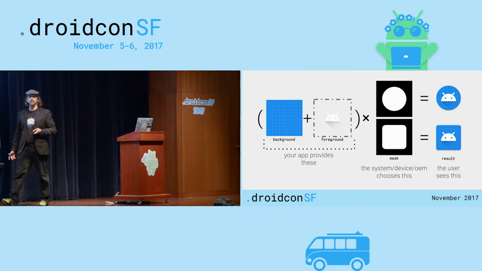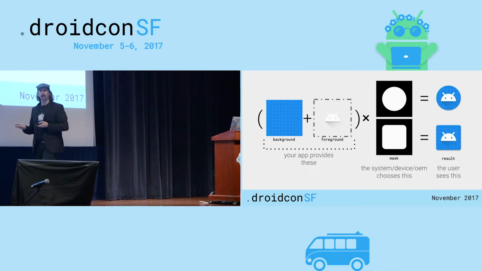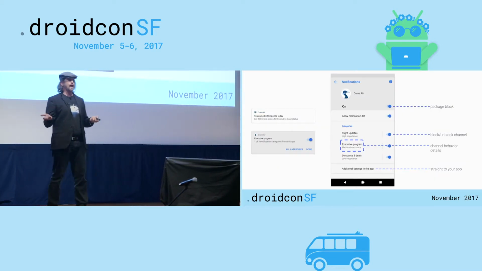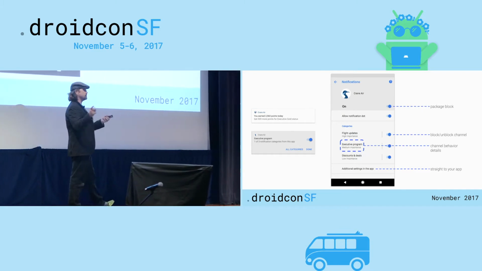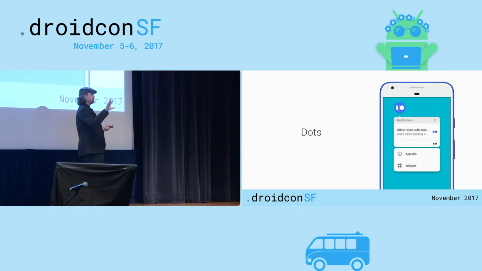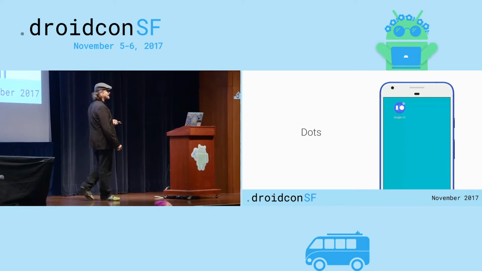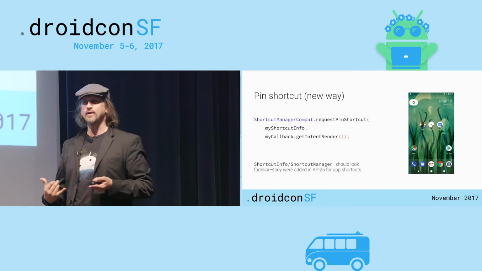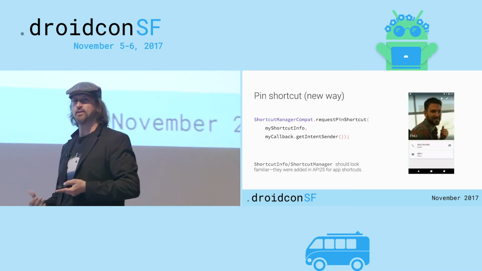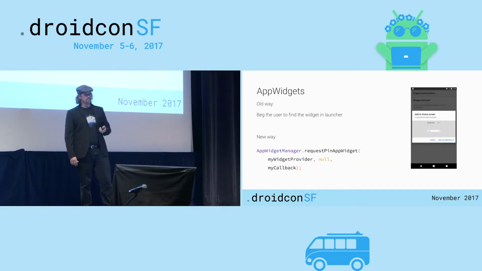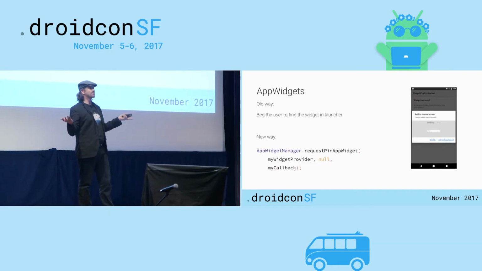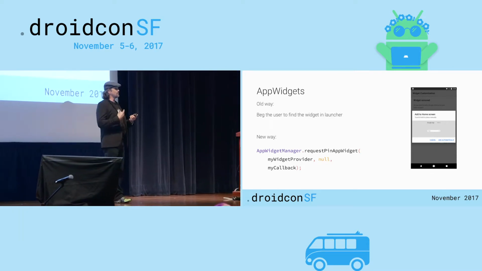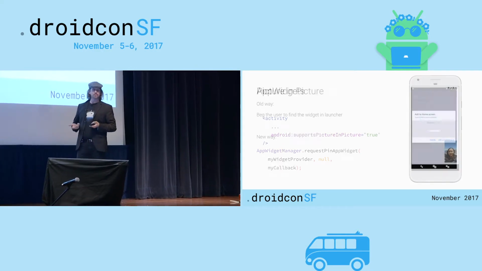here are things you should remember about Oreo. Reasons why you should do it: you have more control over the way your icons look in OEM launchers. We have notification channels or categories, depending on whether you're looking in the API or in the user interface. We have notification dots or badges, depending on whether you're looking in the API or in the user interface. We can pin shortcuts, which is pretty cool. You can actually have your app request to pin shortcuts. And my favorite thing that we've needed for so long is your app can actually finally request that its widget get pinned on the launcher.